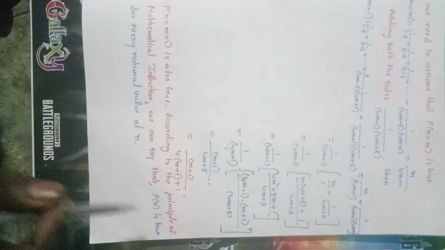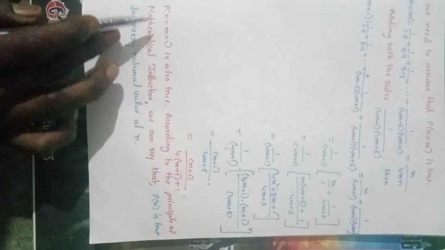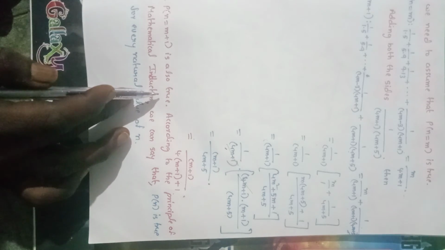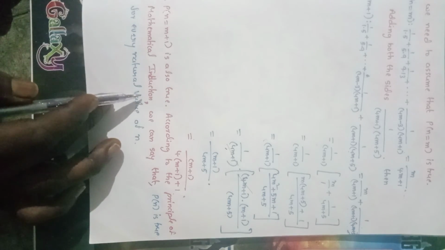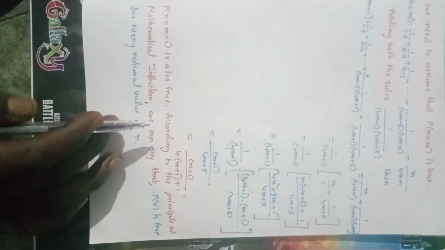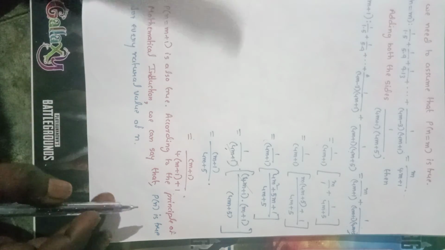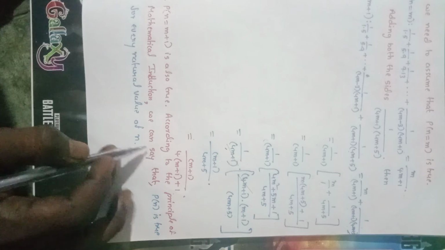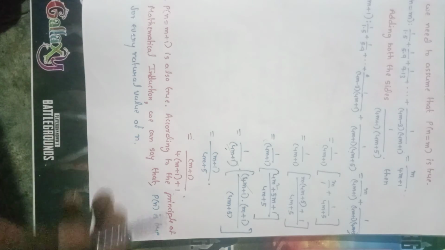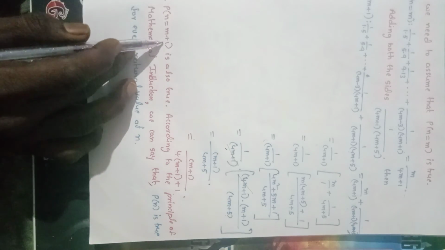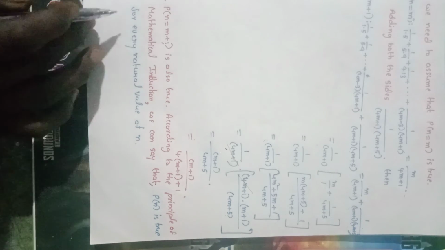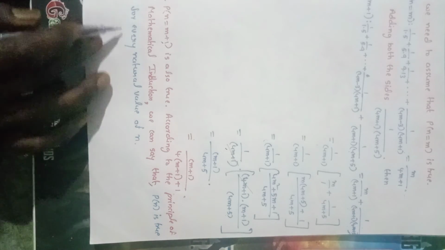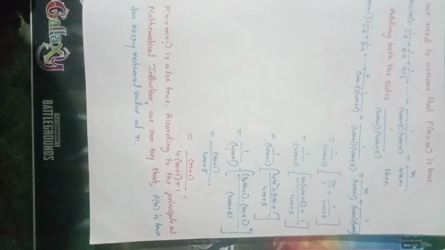So that is what is required to prove. So that means we proved that p of n equal to m plus 1 is also true. So according to the principle of mathematical induction, whenever p of n equal 1 is proved true, p of n is true, p of n equal to m is also true, which implies p of n equal to m plus 1 is again true. Then we conclude that it is true for every natural value of small n.